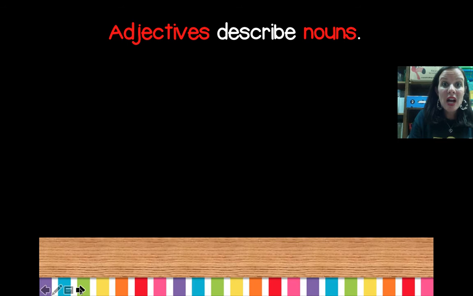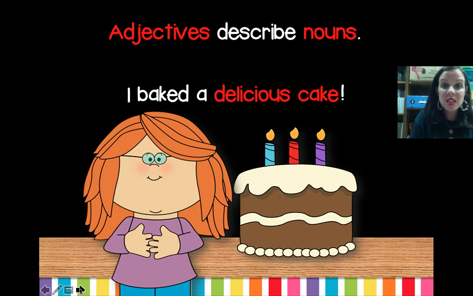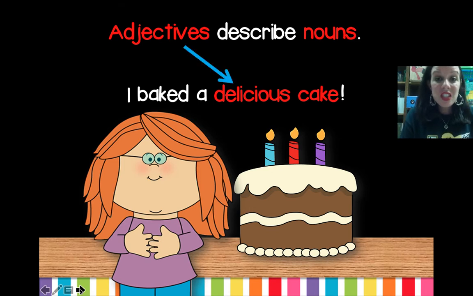Adjectives describe nouns. For example, I baked a delicious cake. Cake is a noun. The word delicious is telling me what kind of cake I baked.